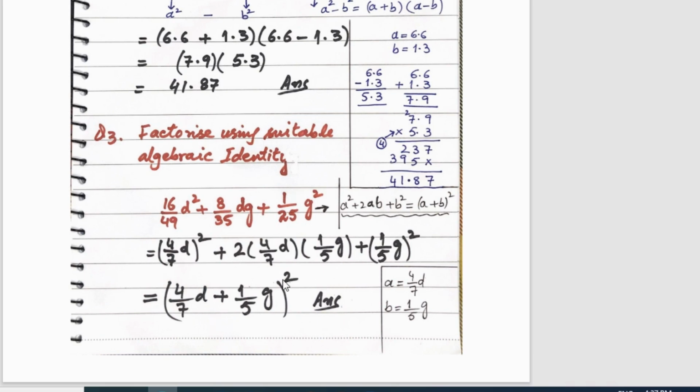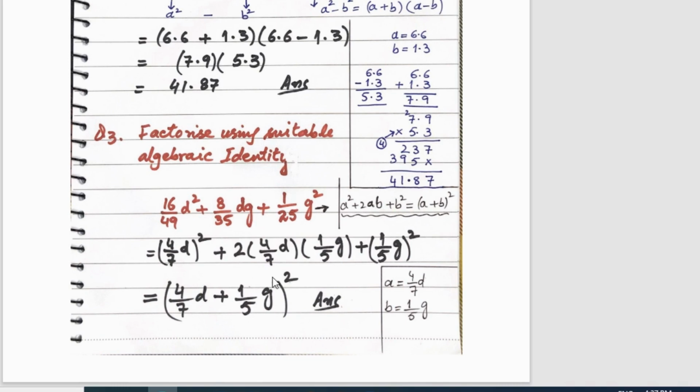When we have a square on the brackets, it means this whole expression is being multiplied 2 times. It means this is not one factor. These are actually two same factors: 4 over 7d plus 1 over 5g into 4 over 7d plus 1 over 5g. We can write this square like this as well. So this is a factor form of the given expression.